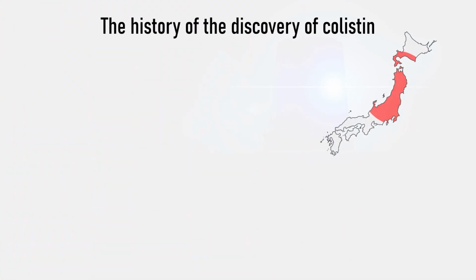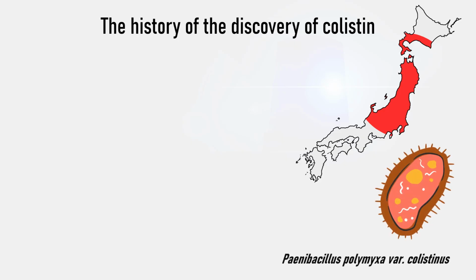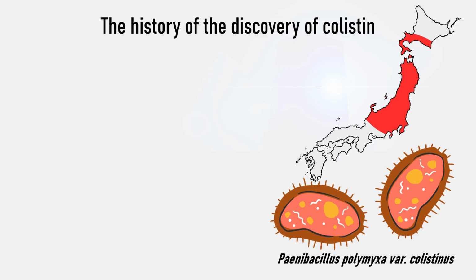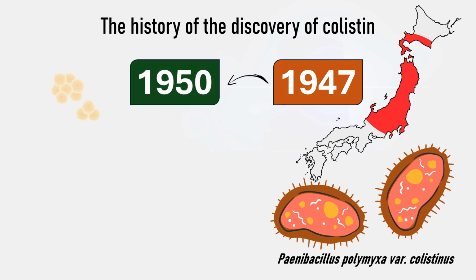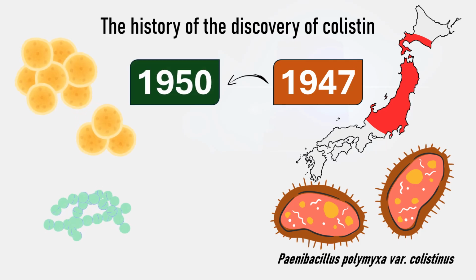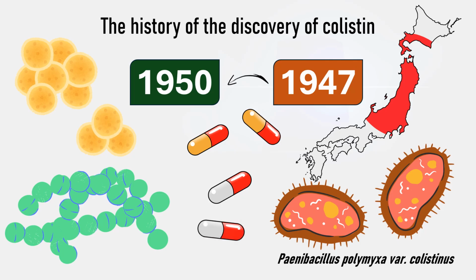The history of discovery of colistin. Colistin was discovered in 1947 by Japanese scientists. The antibiotic was isolated from the soil bacterium Bacillus polymyxa var. colistinus. In the 1950s, the drug was used to treat bacterial infections. However, its use later declined due to severe toxicity.